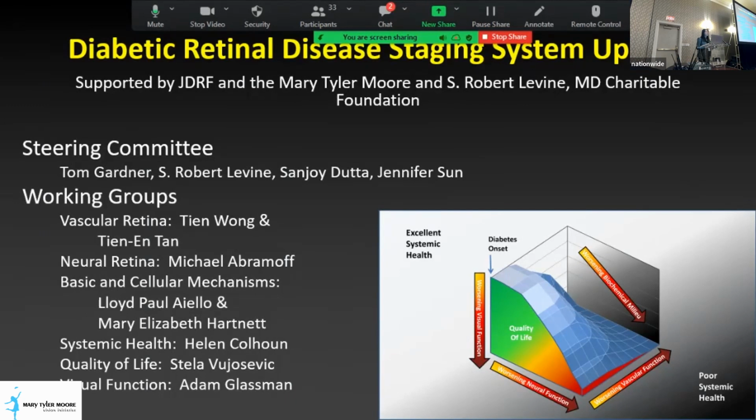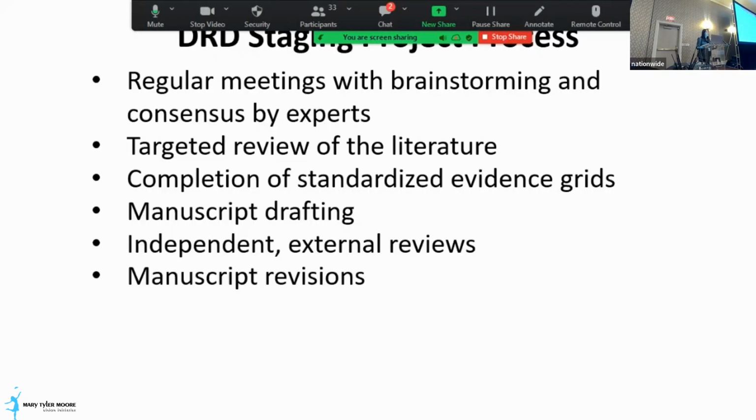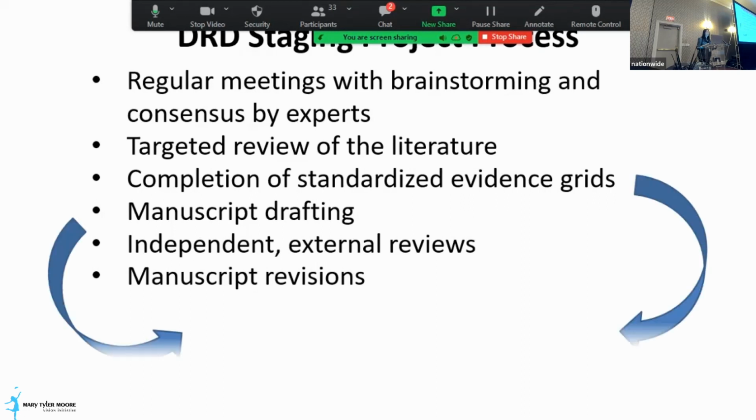And these groups, again, have really led regular meetings with brainstorming and consensus by teams of international experts that they've gathered to do a targeted review of the literature based on their discussions, with completion of very granular and standardized evidence grids for each variable of interest. Manuscripts have been drafted. We've sent them out for independent external reviews, and the manuscript revisions for some groups are in final form and for some in near final form.